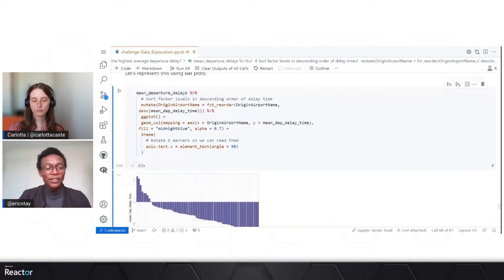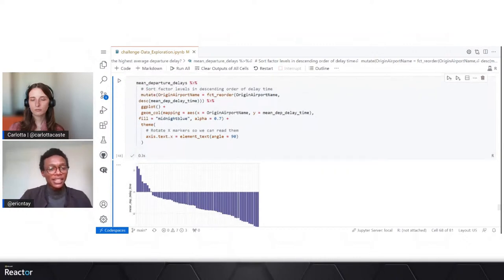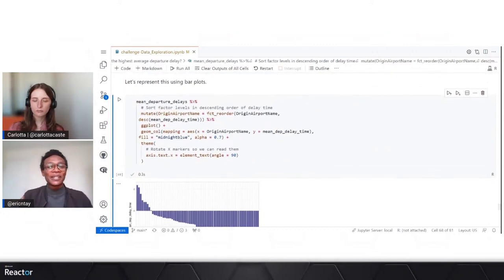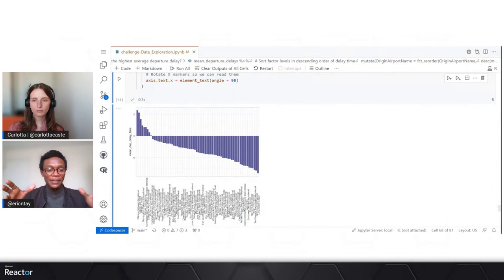Fill the bar plots with this color known as midnight blue. Set the opacity to around 0.7. And then rotate the x-axis to an angle of 90. So this represents the various ways that you can take a simple plot and extend it further with colors, rotate the axis, and so on and so forth.